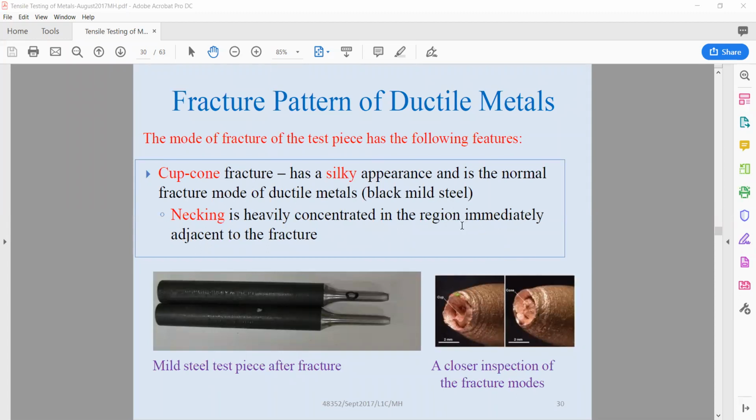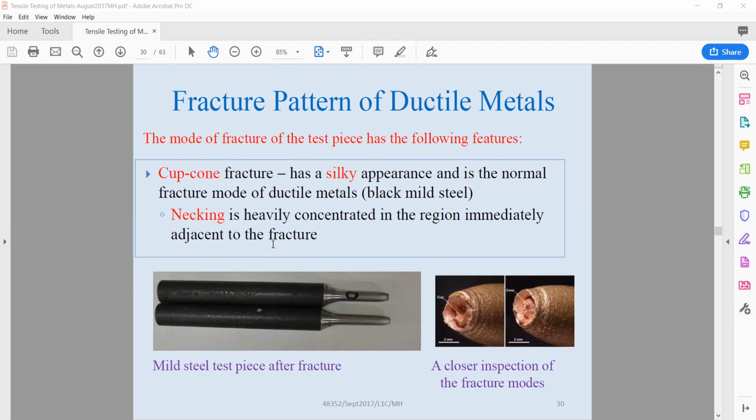What are the fracture patterns? When you see ductile metals, mostly low carbon metals, the mode of fracture is like you see. It is a cup cone type. Cup cone means one part is like a cup, the other is like a cone. And it also has a silky appearance.